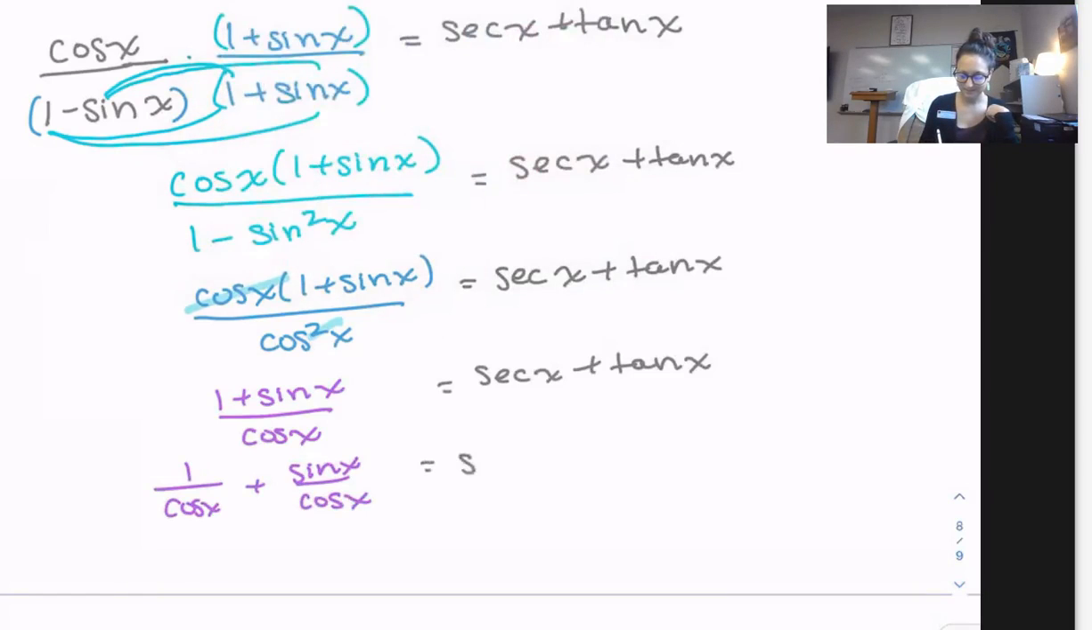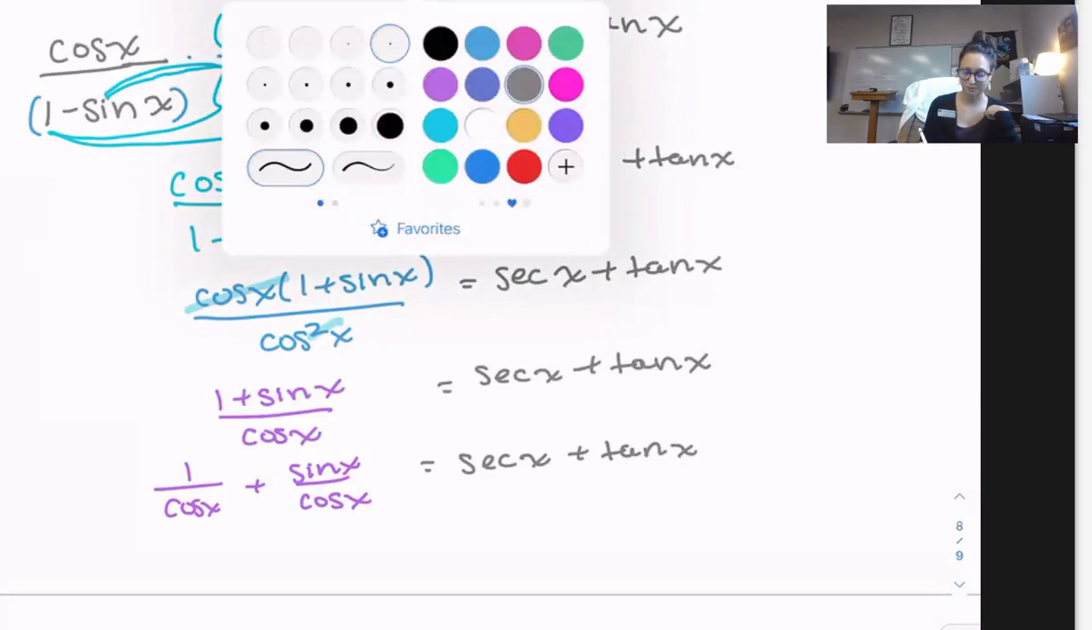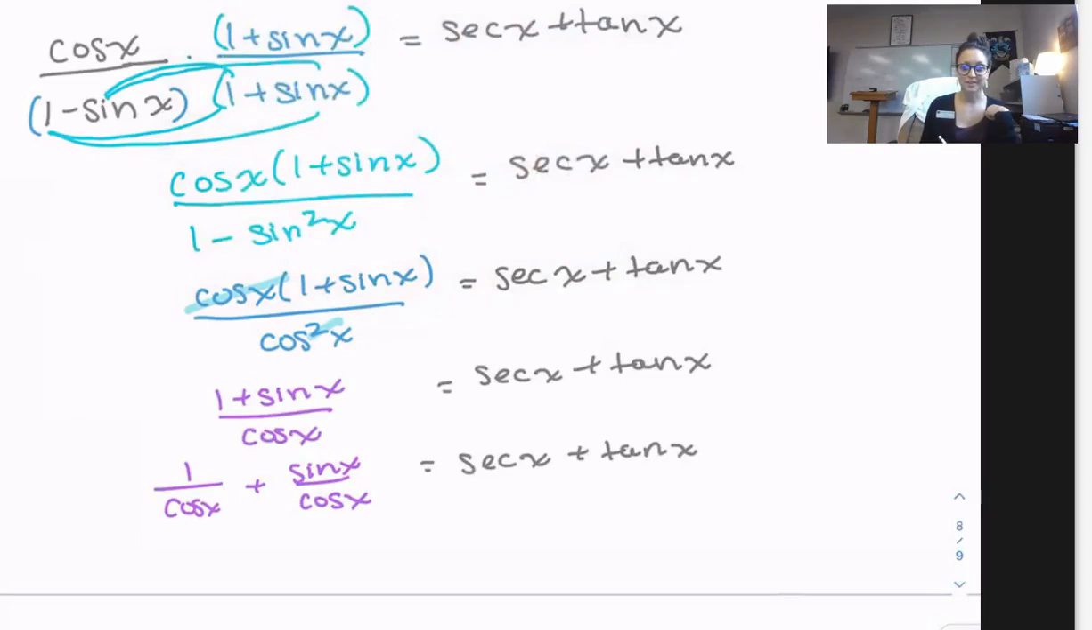Do we see it? Yeah, now we can use our reciprocal and quotient identities, right? 1 over cosine of x is secant of x. And sine of x over cosine of x is tangent of x. And now we have proved what we wanted to prove, okay?